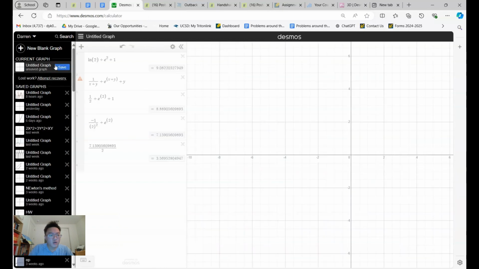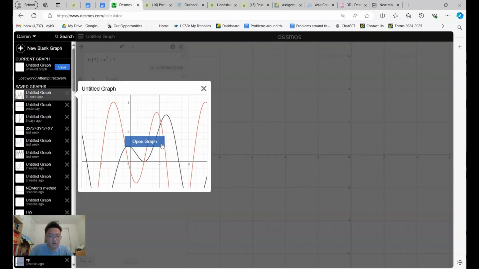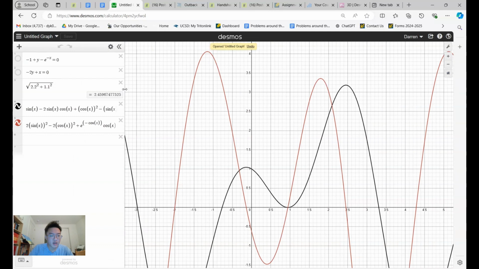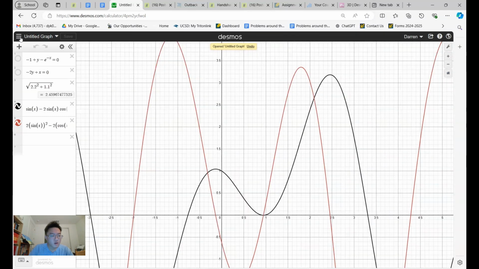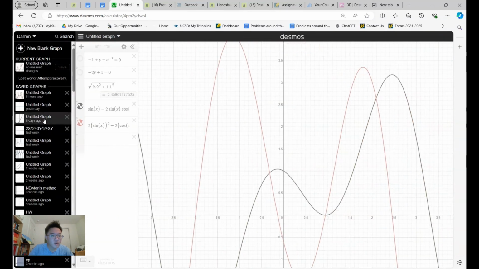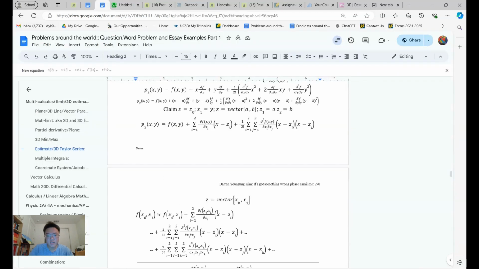What else do I have to show you? Here's the graph of all the zeros over here and how you can do it. And then I think that's it. I think that's it.